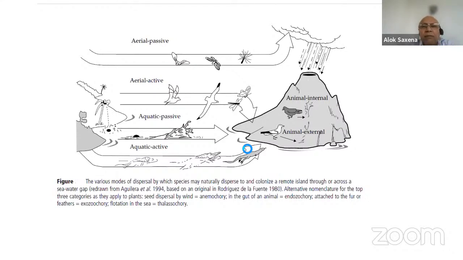You can see through aerial passes also, these small insects, spiders and spores reach islands. Then there is the aerial route through birds. Birds carry a lot of seeds and insects. Then there is a passive aquatic way, where small lizards and other animals just ride some small log and through wave action reach another island. And then there is the active aquatic process, like coconut and propagules of mangrove, which also reach other islands through wave action.